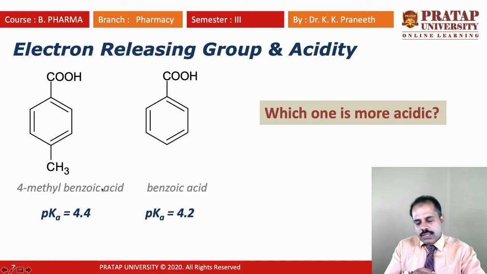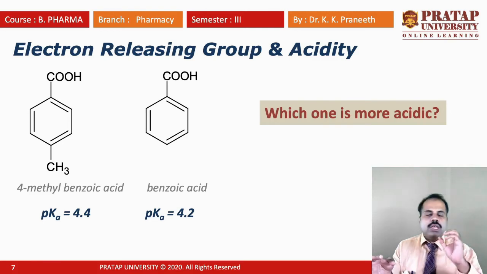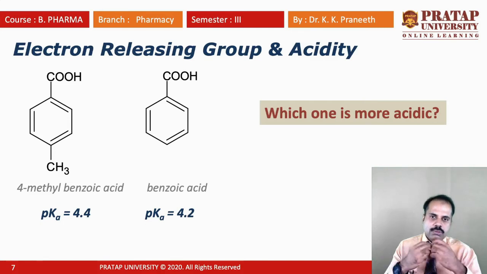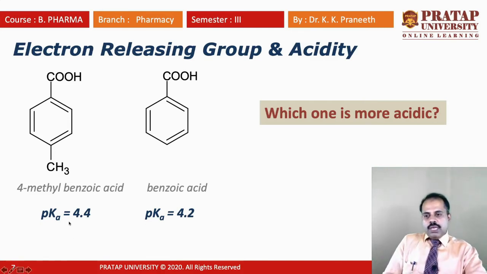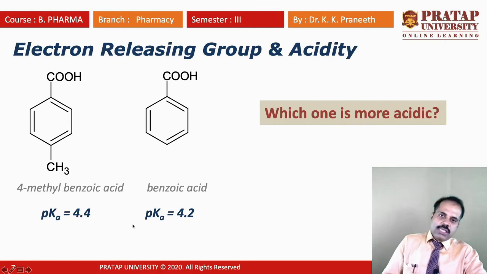So 4-methyl benzoic acid. The pKa value of this one is 4.4. We already discussed that pKa is like pH. If you reduce the pH, it will become more acidic. If you increase the pH value, it is more basic. Same thing with pKa: if you reduce the pKa, it will become more acidic, and if you increase the pKa, it will become more basic. So from the pKa value, you can easily find out that compared to benzoic acid, the pKa of the 4-methyl is slightly more, 4.4. So this is less acidic compared to benzoic acid.